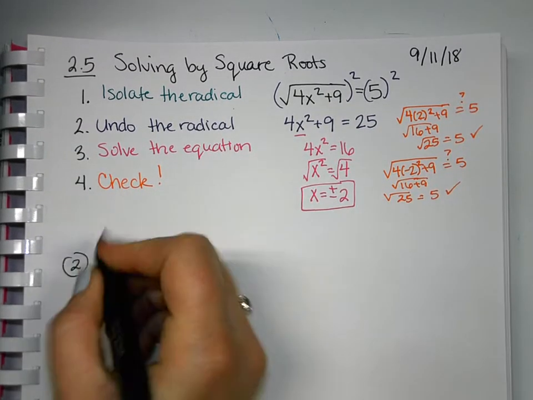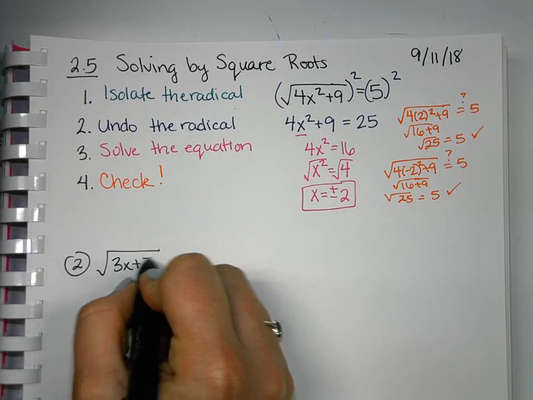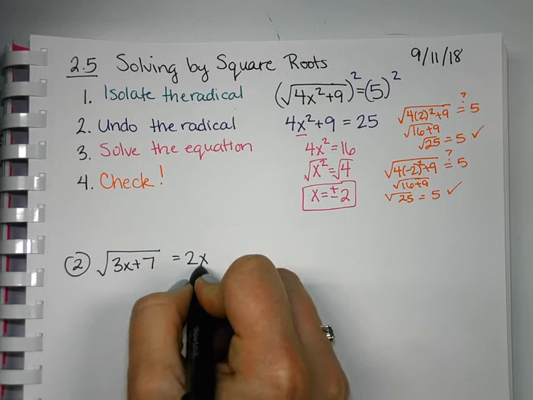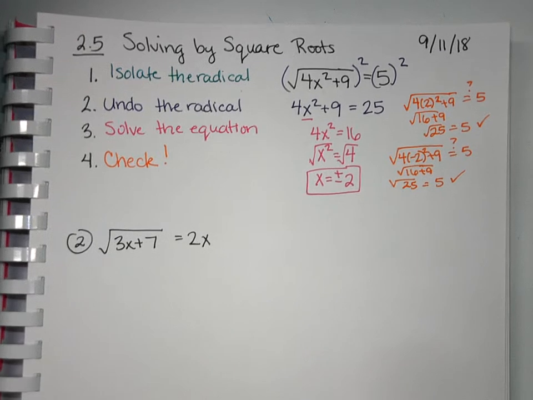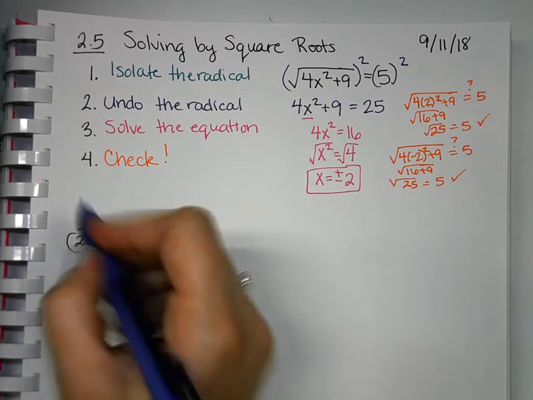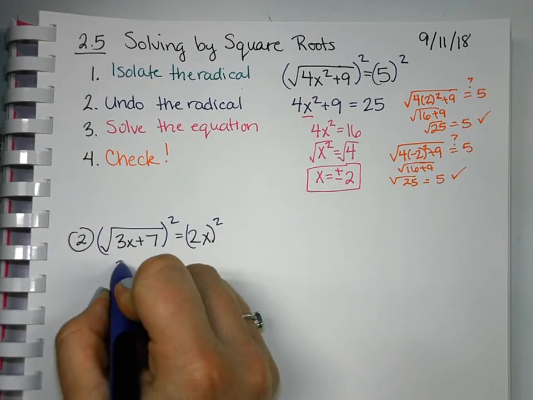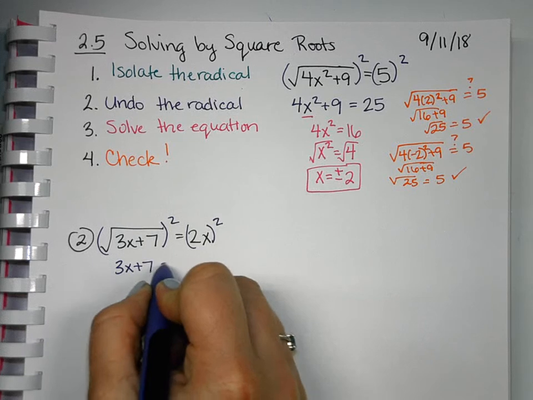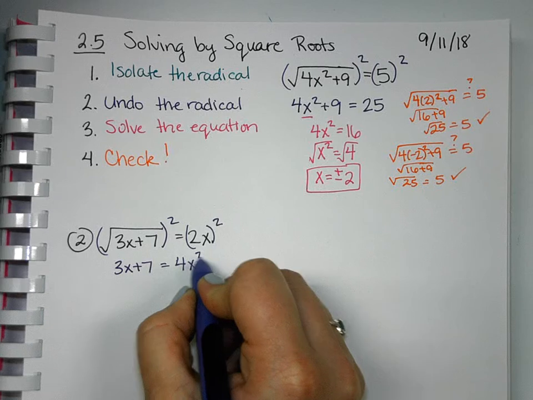So number two. And we're again going to be following the same steps listed above. So start by isolating the radical. Already have it done, so we don't need to worry about that. Next up, we're going to undo the radical. So here I have a square root, so I'm going to square both sides. So that'll give me a 3x plus 7. And here I have to remember to square both the 2 and the x.